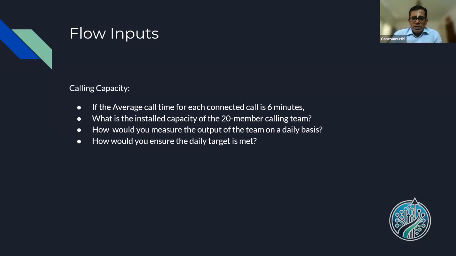6 minutes means in an hour they can do about 10 calls. Each member works about 8 hours, and then there are 20 people. So what would be the number? Do a quick math. 200 into 8, 160, yeah? 1,600. 1,600, sir.